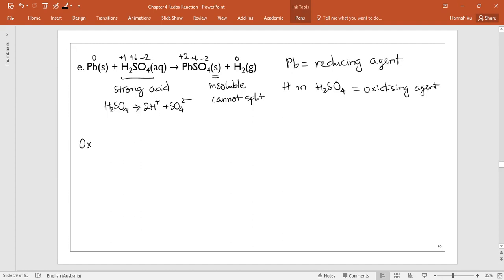So I'm going to start with oxidation. This is something that it's not going to work with cohesive. You really just have to use observation. Pb going to PbSO4. I need to balance the SO4.